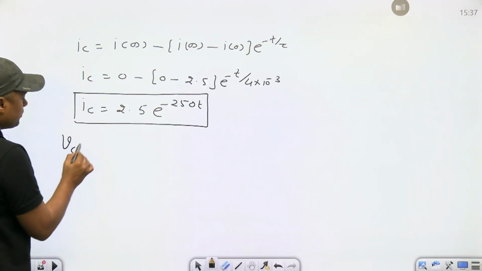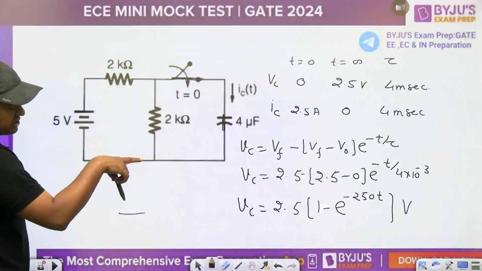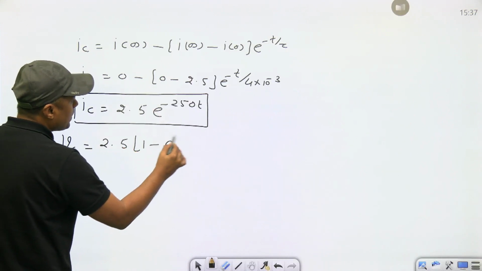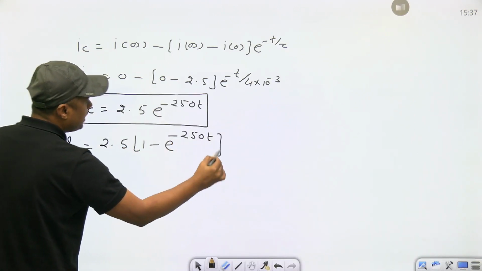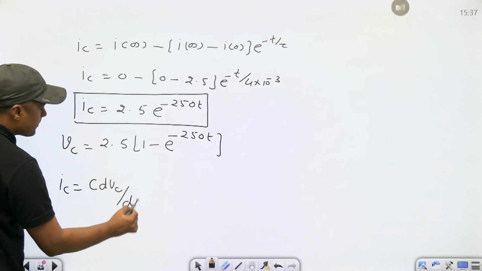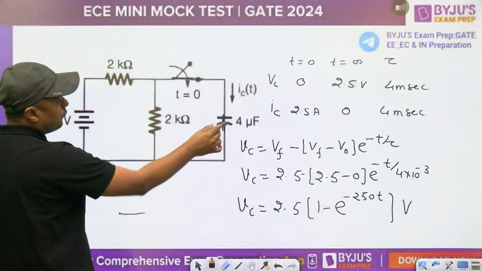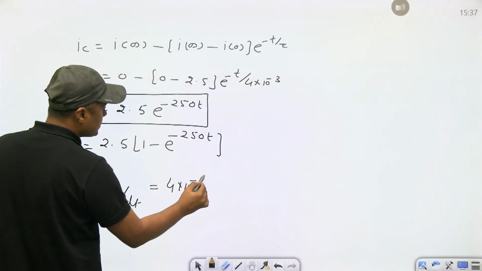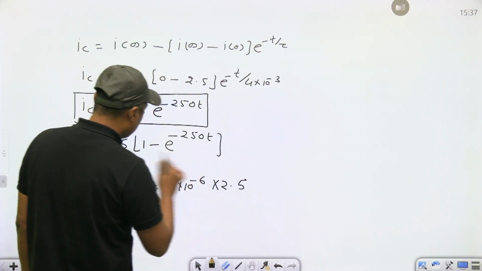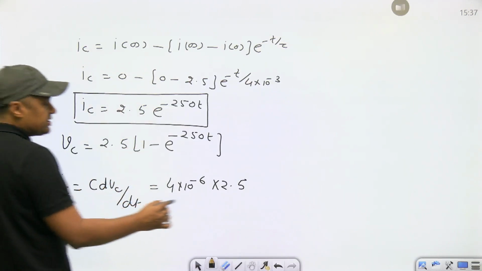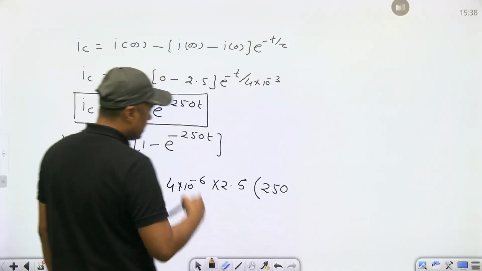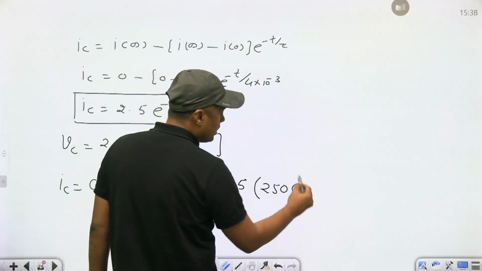So what is the voltage across the capacitor? Vc is equal to, watch this, Vc is equal to 2.5 times 1 minus e raised to power minus 250 into t. Some student will ask, sir, IC is equal to what? C dVc by dt. You will get the same answer. What is the IC? C, 4 microfarad, 4 into 10 raised to power minus 6. Now what is the differentiation of this into 2.5? Directly I am doing the differentiation 2.5, and what is the differentiation of this? Minus minus it will become plus 250. This will become 250 e raised to power minus 250 into t.